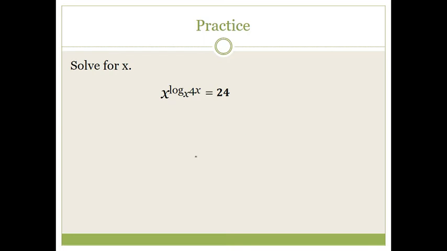Alright, so our first step here is to notice that I have a base here and I have the base on the log that are the same. They're both x. That's when they can cancel out. So all of this cancels out and you're just left with that exponent. In this case we're just left with 4x equals 24. And now we can use our inverse operations and solve for x.